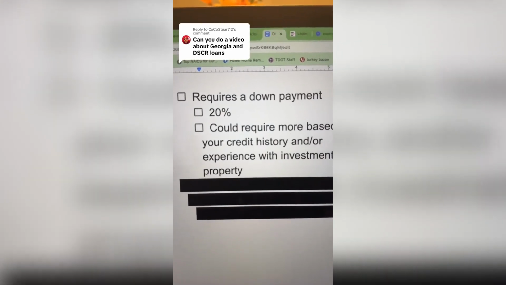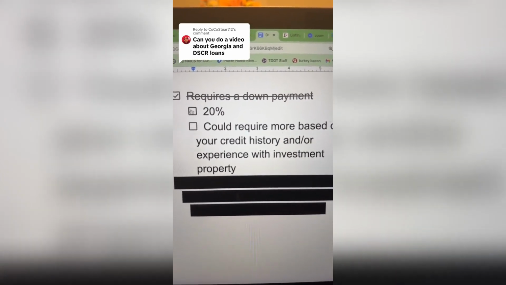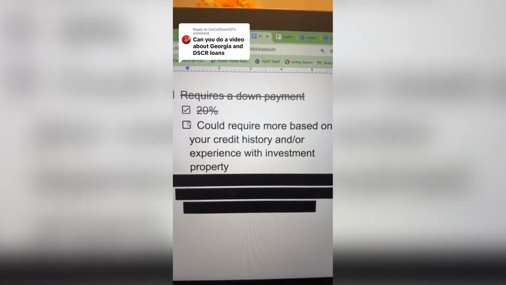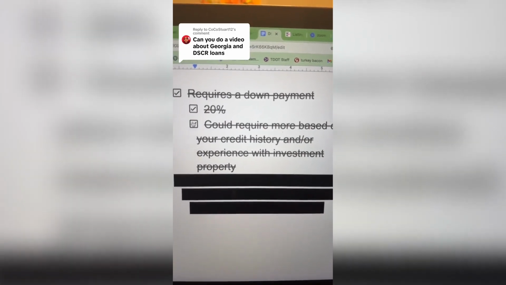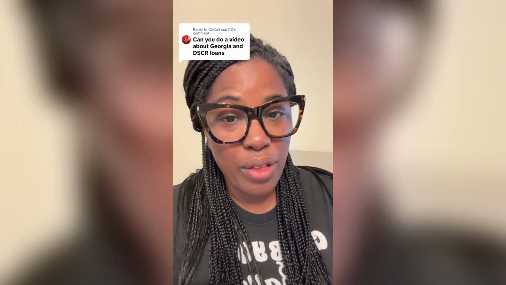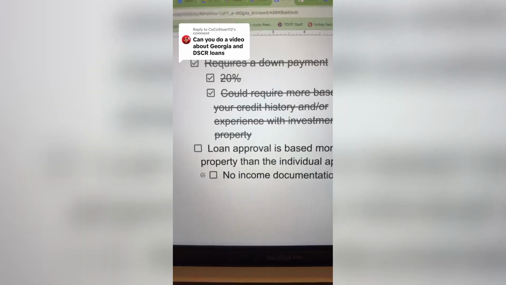This loan type does require a down payment, and basically what I found is that typically that's going to be a 20% down payment, and it could be more based on your credit history and your experience with investment property. I saw one lender who would go down to a 575 FICO score on this loan, but would require more of a down payment than 20%.